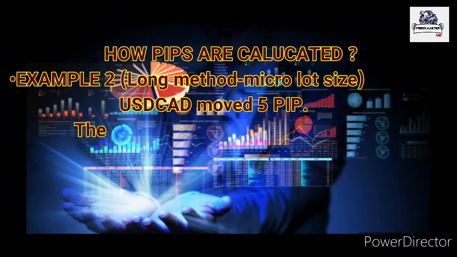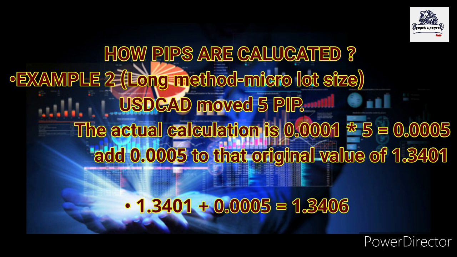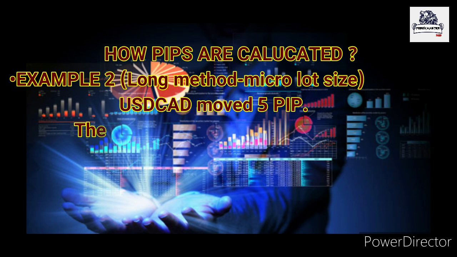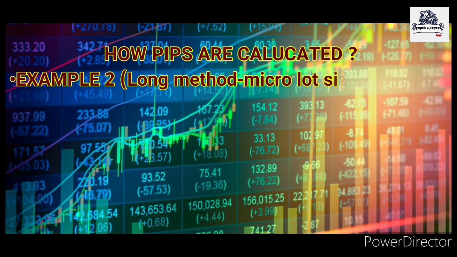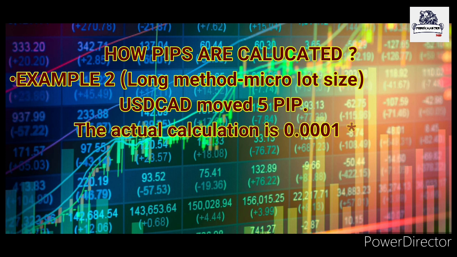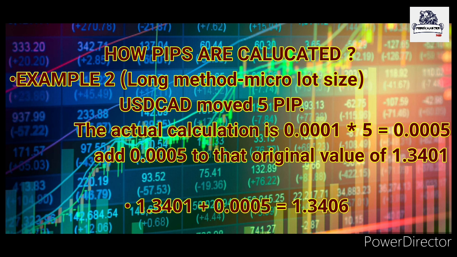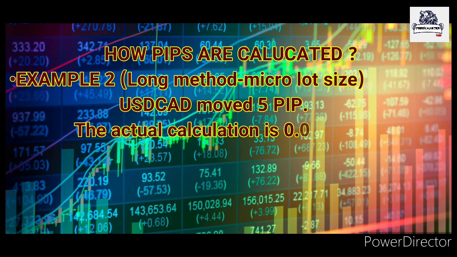1.3406. Calculating pips, there are two ways, the short method and the long method. What I said just before was the short method, now the long method. In USD CAD, taking the previous example, it moved 5 pips. The actual calculation is 0.0001 times 5 equals 0.0005, and you should add that 0.0005 to the original value of 1.3401 as shown in the image. 1.3401 added to 0.0005 equals 1.3406, and both answers are the same, but there are two methods.